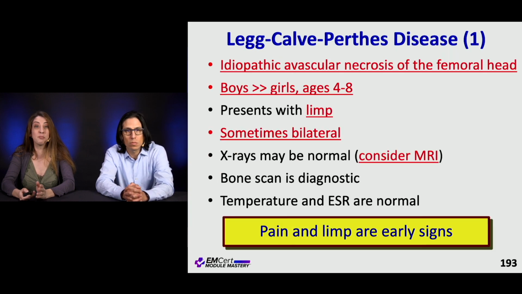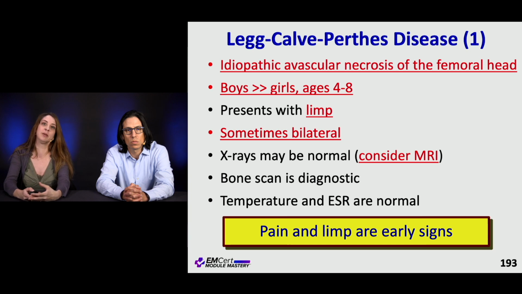So, Legg-Calvé-Perthes disease. This is idiopathic avascular necrosis of the femoral head. More common in boys than girls. Typically, the age is 4 to 8. Patients can present with a limp and hip pain. The x-rays can be normal, so you can consider MRI in these patients. Bone scan is diagnostic, not something we typically do in the ED, but these patients are afebrile. If you check the ESR and CRP, it's typically normal, but this is one of the things to think about if patients are presenting with pain and a limp.